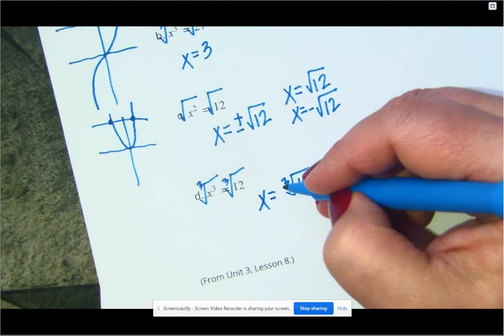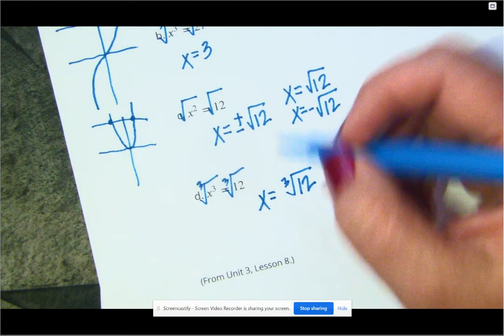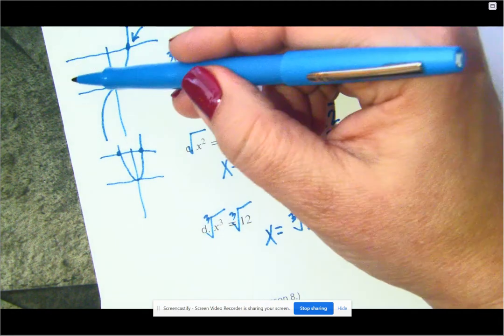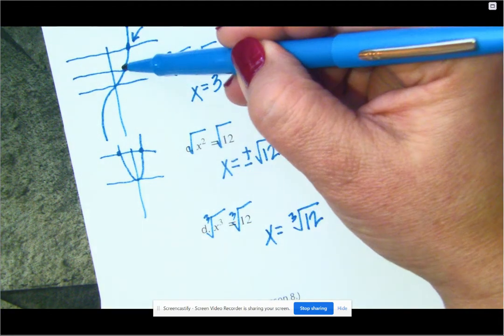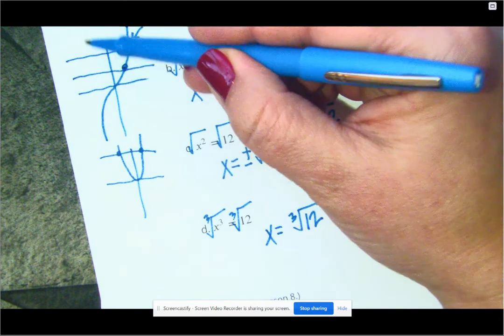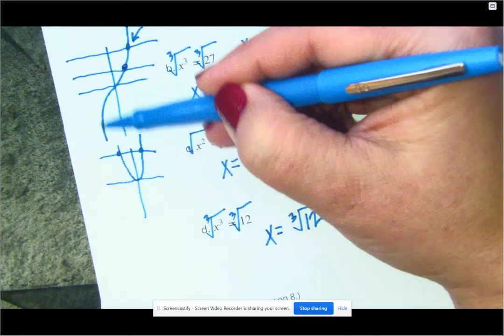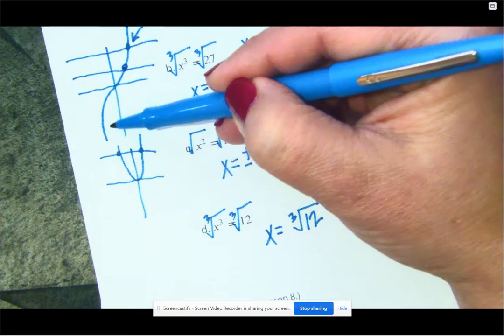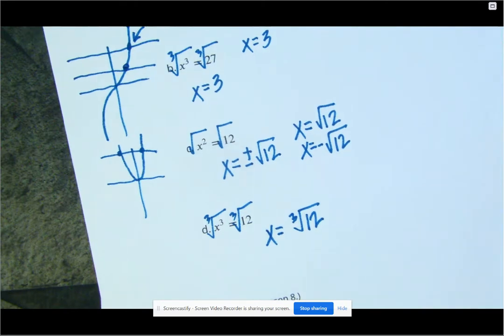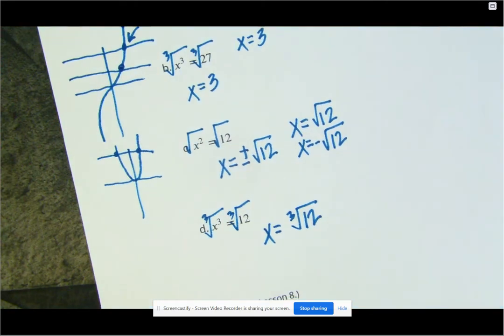Now, we don't write plus or minus on cube roots. Look at the picture. The cube root only runs into 12 up here. Square roots, right? That part curves back up because when you square a negative, you get positive. All right, so all of these had answers. All right, number 5.